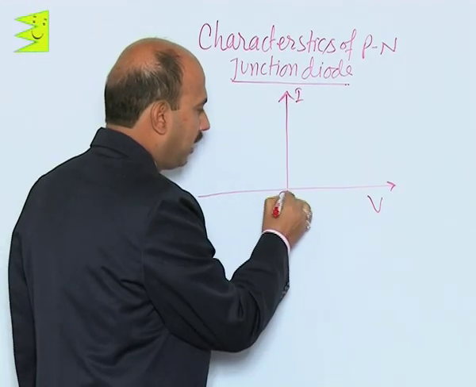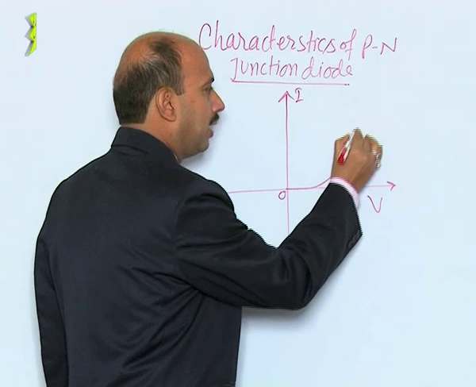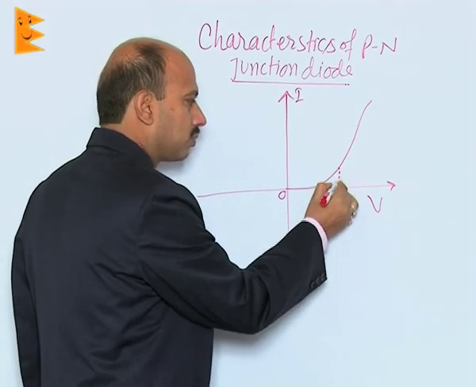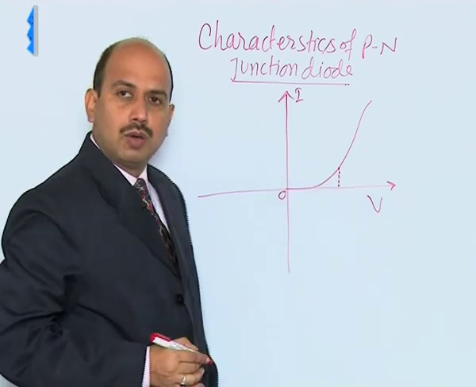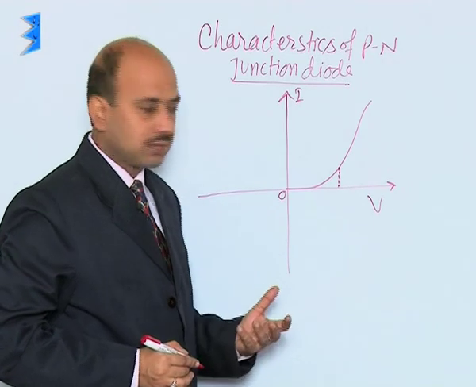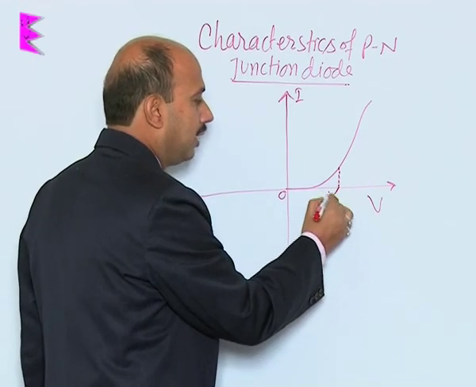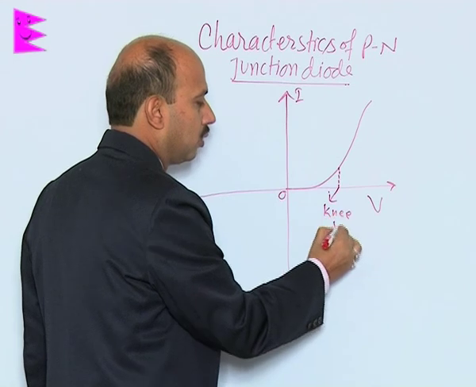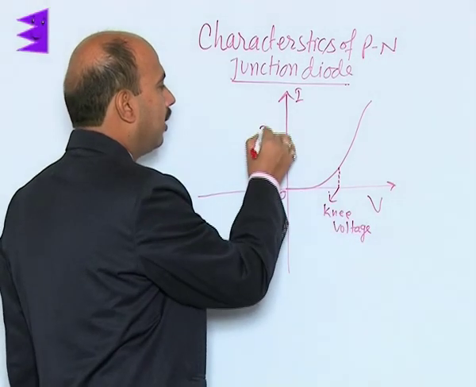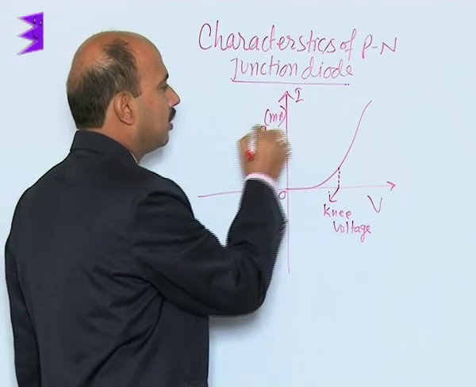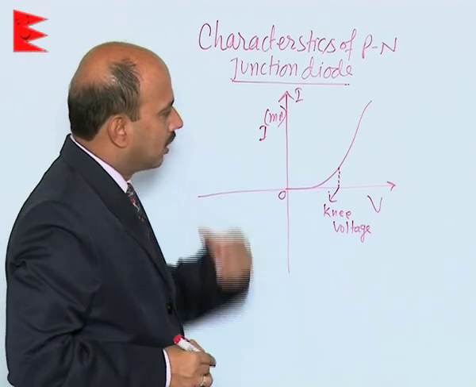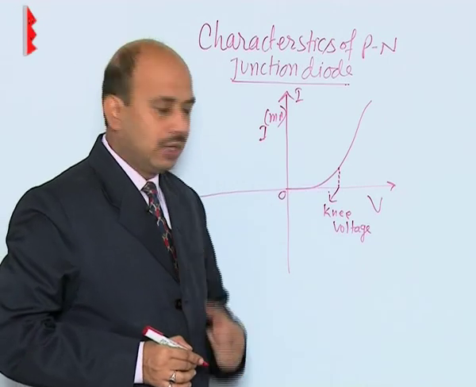For the forward biasing, this is 0, and the graph becomes like this. At this voltage, there is a small change in voltage but a rapid rise in current. This voltage is known as the knee voltage. And this is I, in milliampere. So for the PN junction diode in forward bias, you can look at the graph here. It does not obey Ohm's law.